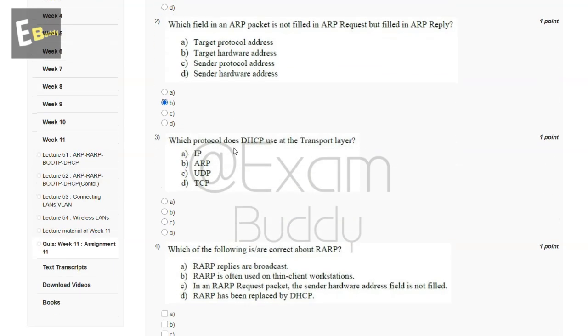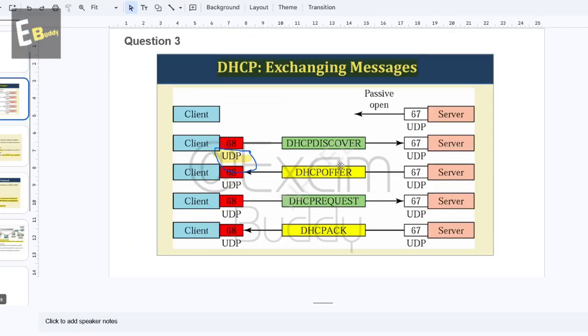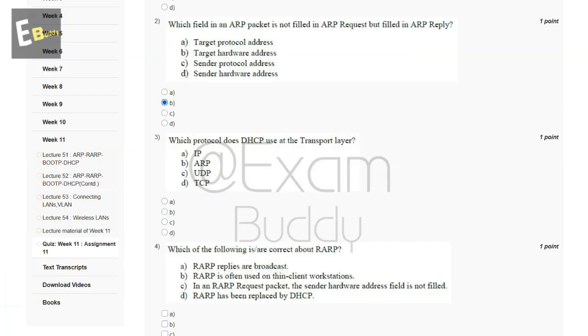And now let's go to our question number 3. Which protocol does DHCP use at the transport layer? So these are the options, and now let's check the explanation. So the explanation says UDP. So the answer of our third question is C, UDP.